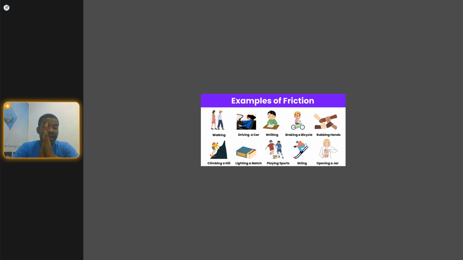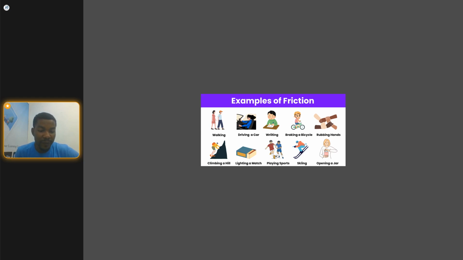Now, if you notice, the hands were moving in opposite directions, and they were both in contact. So the things you have to know about friction is that two bodies must be in contact, and they have to move in opposite directions for friction to take place.